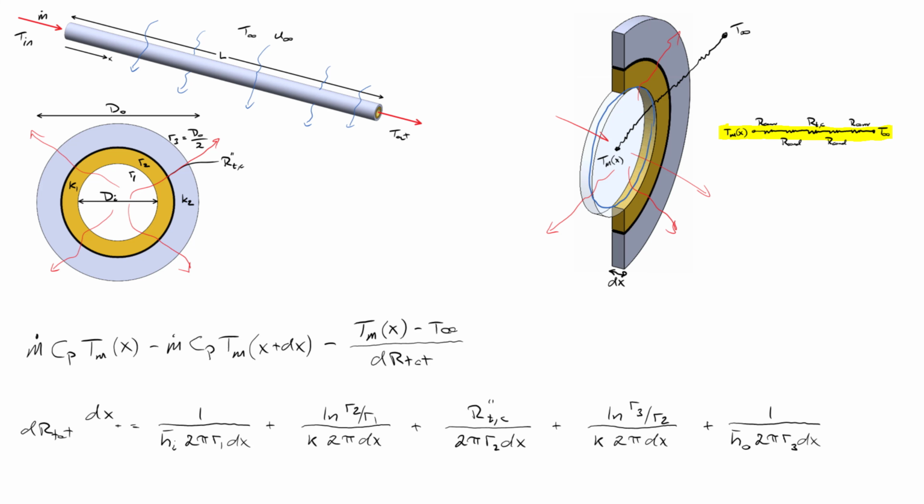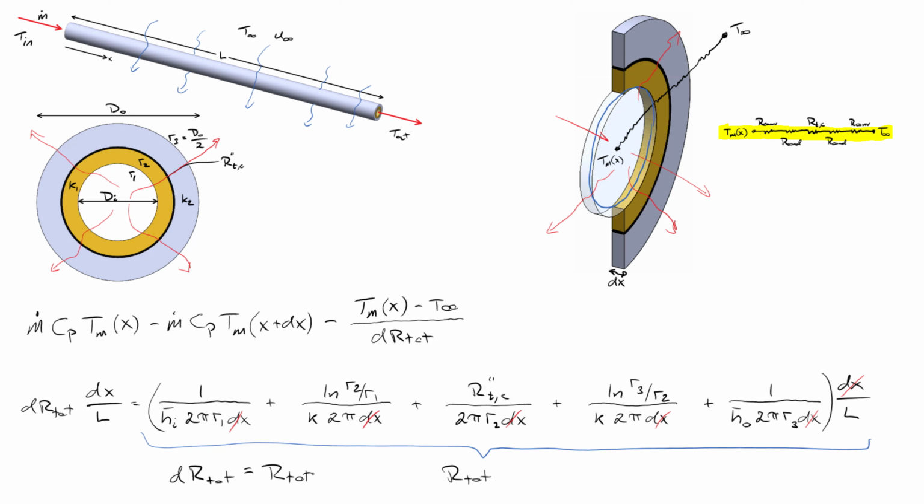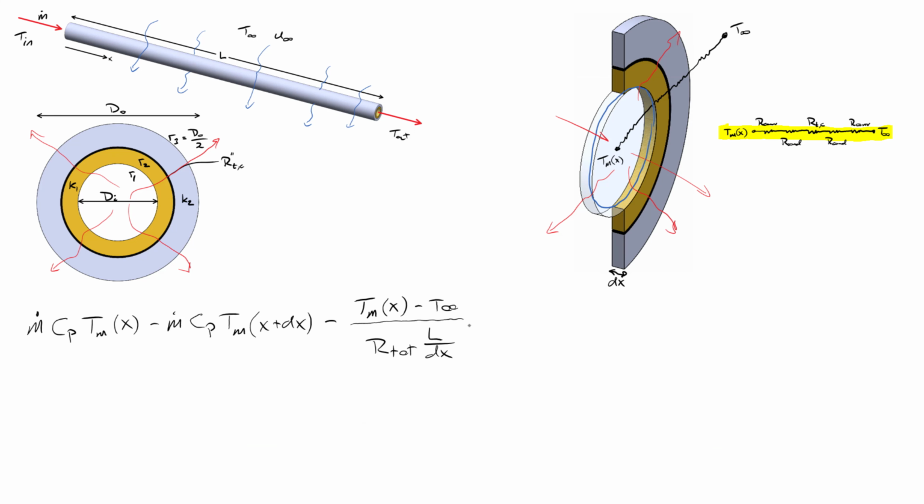What I'm going to do now is multiply both sides by dx over L. What we find is that the dx's will cancel out in our expression, and what we're going to be left with is something that we would traditionally know as the total resistance along the entire length of the pipe. So when we rearrange, this differential resistance is going to be equal to the total resistance multiplied by L over dx. And we're going to make that substitution here.